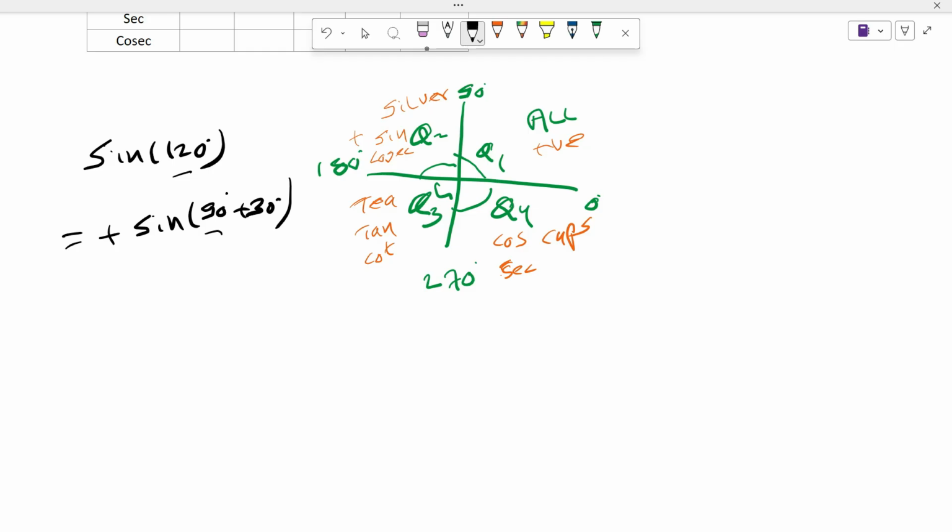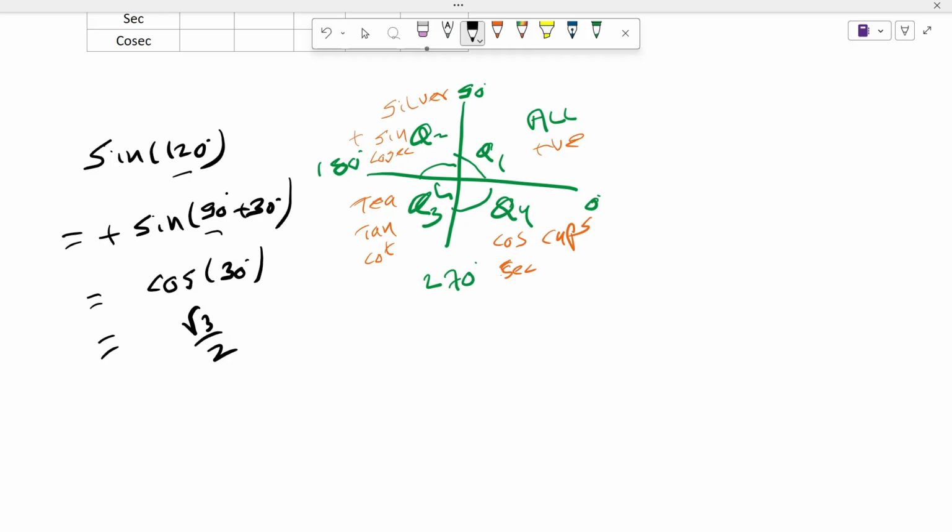We need not write plus because in mathematics everything will be treated as plus without any symbol. Sine will become cos and we will take directly the angle 30 degrees. Okay, and we know that cos 30 is what? It is root 3 by 2. Like this we can decide it is plus root 3 by 2, or without symbol, so it's okay.